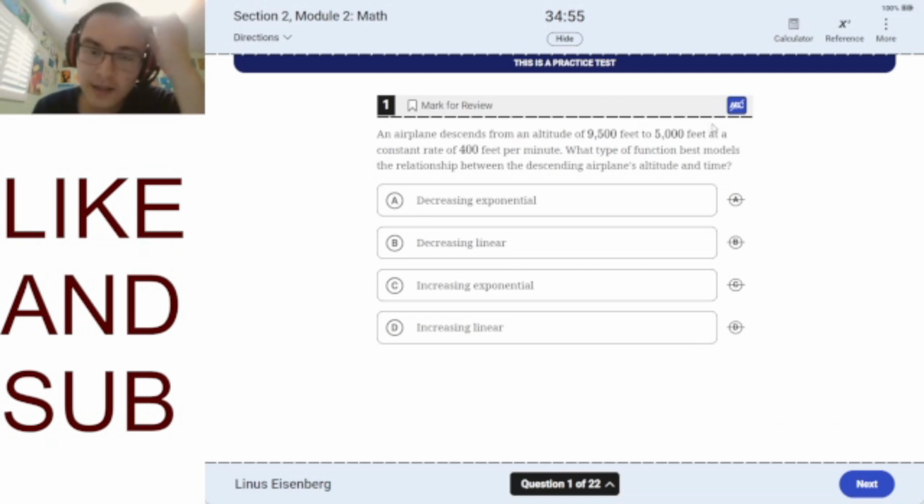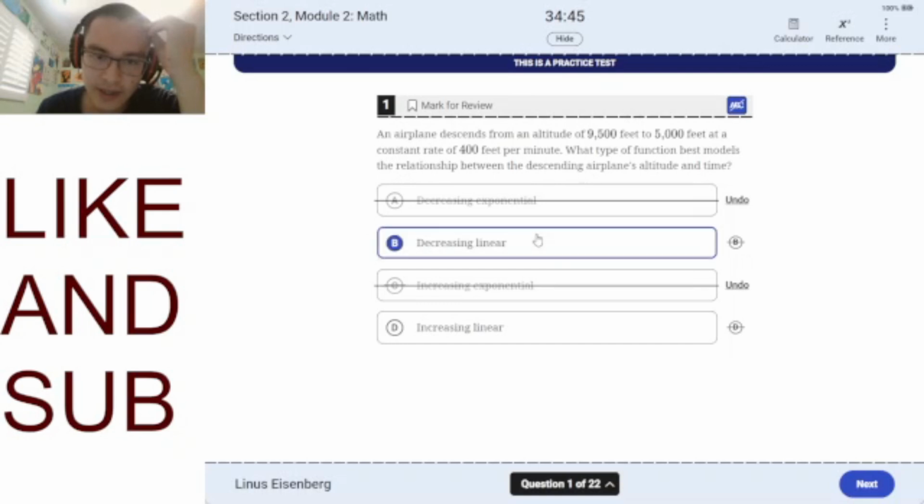Okay, an airplane descends at an altitude of 9,500 feet to 500 feet at a rate of 4 per minute. It's a constant rate. So that means it's got to be linear. We know it's not exponential. We know that it descends, which means it's got to be a decreasing linear. On to the next.